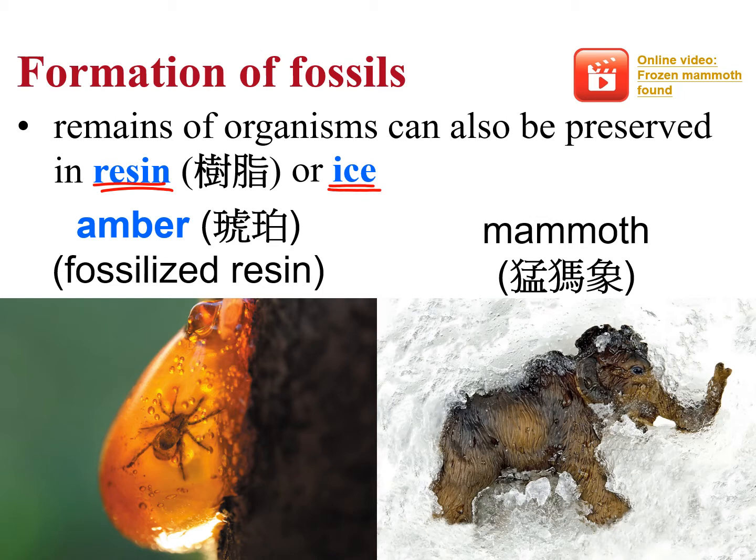Let's take a look at the picture on the left. It is showing you a fossilized resin. We call that amber, in Chinese 琥珀. As you can see, a spider or maybe an insect can be trapped inside the fossilized resin as amber, and the amber with insects inside can be very expensive as jewelry nowadays.